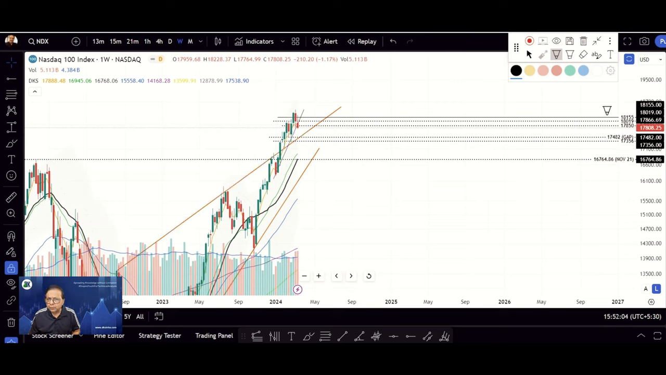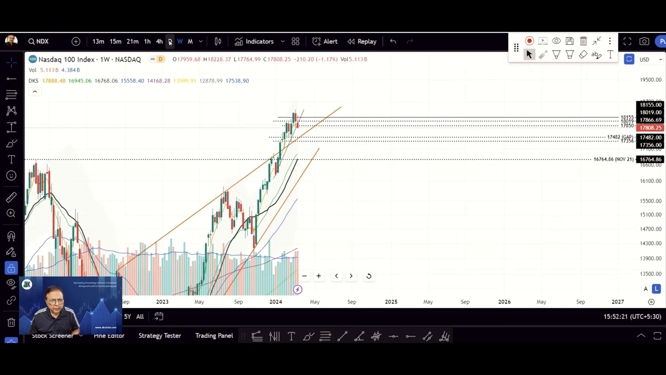So on an upside move, what could be the potentiality? This is the area where the price struggled. There was a breakout over here, but there was no follow through of this breakout. And hence, this area becomes an important supply area.